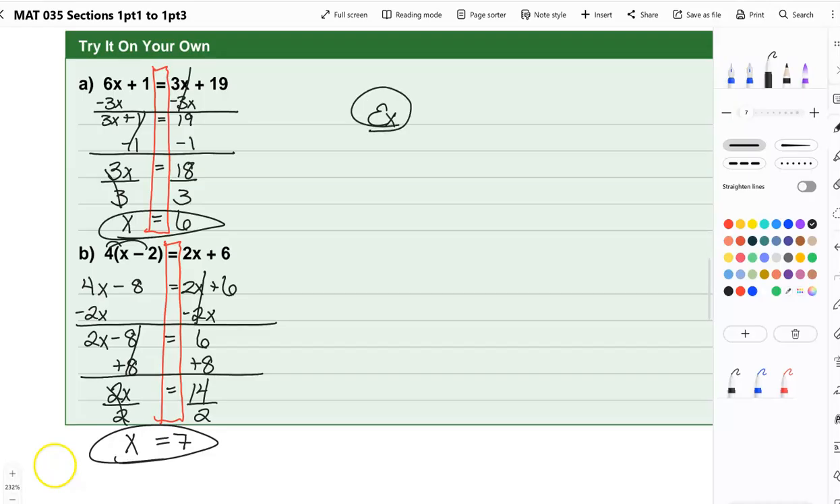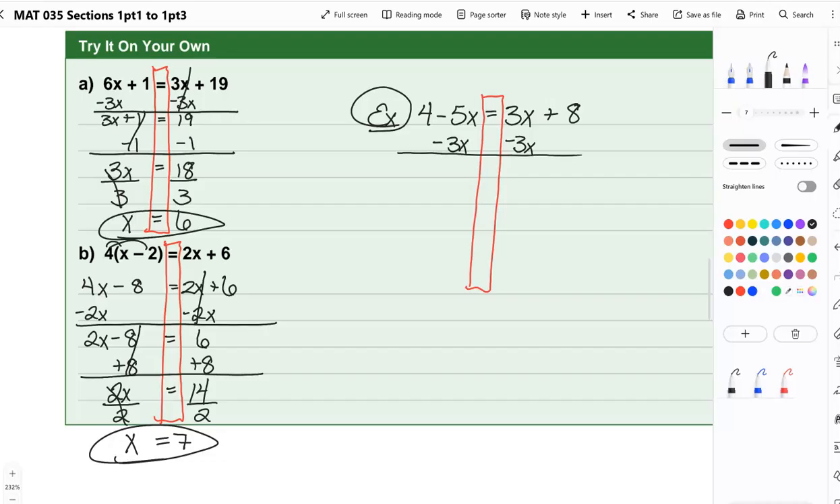Let's do another one. What if we have 4 minus 5x equals 3x plus 8? So same kind of thing, but the order is a little bit different. It doesn't matter. We're going to do the same process. I still need to move the variables to one side. I can move them to the left, just like I have been doing. To move this 3x, I'm going to do a minus 3x. Notice I lined that minus 3x up with the other x on the other side.